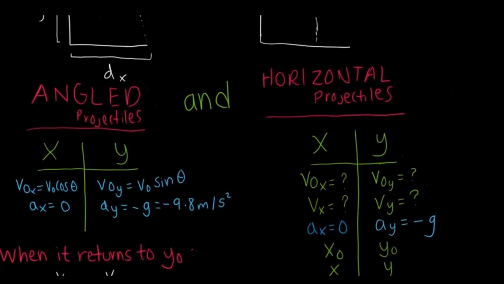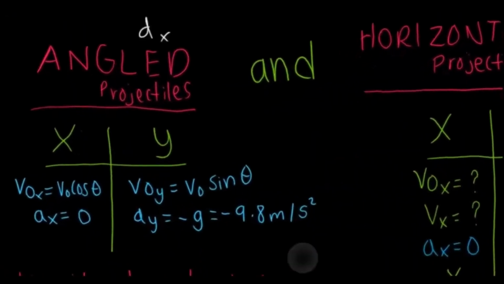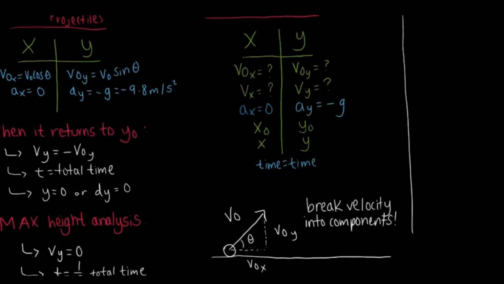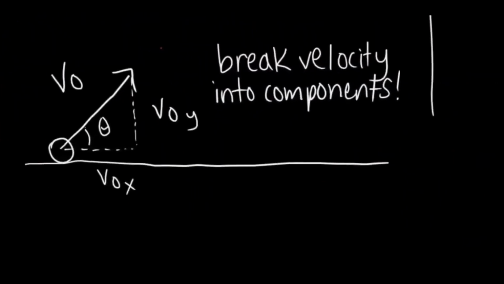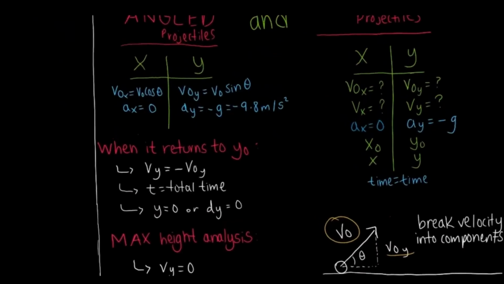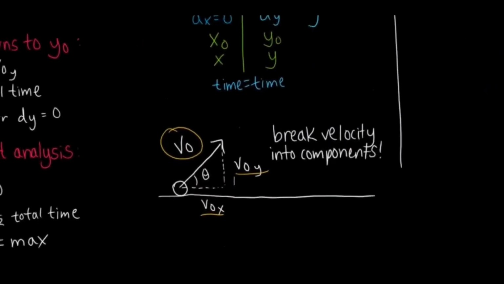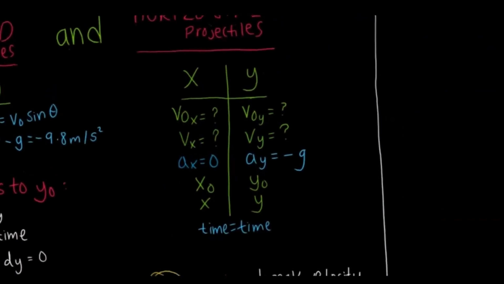So for the angled projectiles, what you're going to do is break that velocity into its components, right? Just like what we said before, we want to break that initial velocity right here into its different components using trig. So once we get those values, there are a couple ways to analyze it, and I'll get into that in a little bit. But now I want to look at the horizontal projectiles.